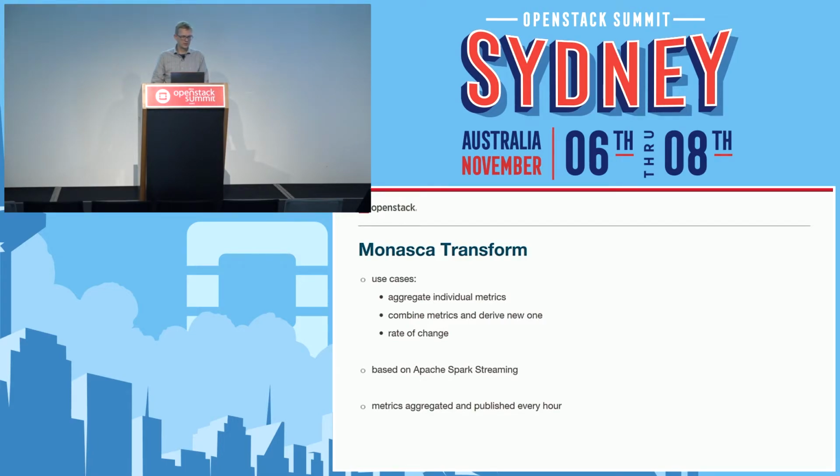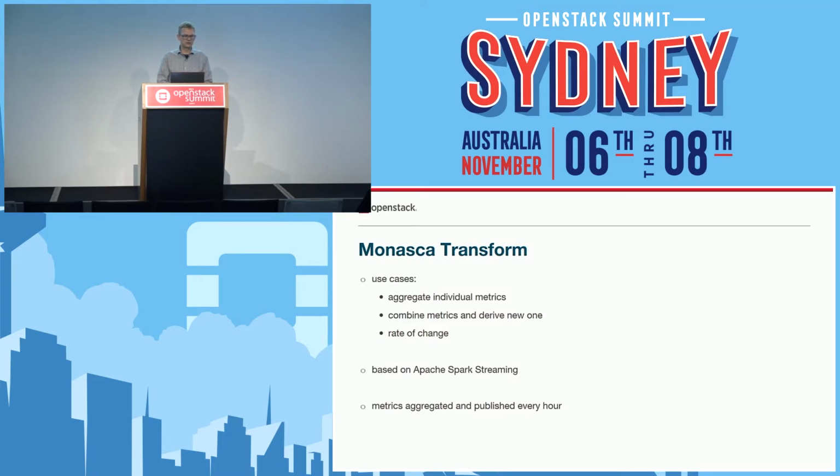The one component I have mentioned in the architecture is Monasca Transform. It has been introduced in the Okata release. Its task is to read the measurements from the message queue and transform and aggregate them to create new metrics. What are the use cases?